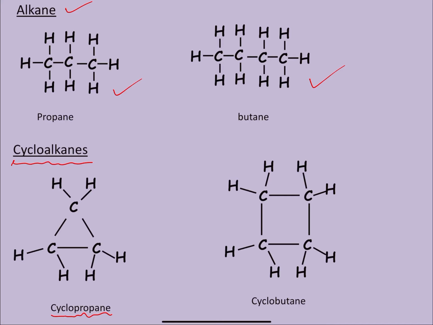So prop is 3. You cannot have a cyclo with 2 carbons, because if you imagine, the bond cannot bend all the way around like that. You can't have one like that. So the first member is cyclopropane, this one here on the left. The second member is cyclobutane, and they just go up: cyclopentane, cyclohexane, cycloheptane, and then cyclooctane is all you need to know up to.